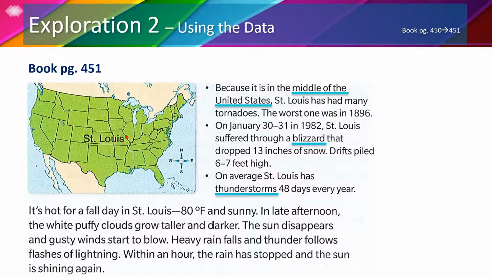It's hot for a fall day in St. Louis, 80 degrees Fahrenheit and sunny. In late afternoon, the white puffy clouds grow taller and darker. The sun disappears and gusty winds start to blow. Heavy rain falls and thunder follows flashes of lightning. Within an hour, the rain has stopped and the sun is shining again.